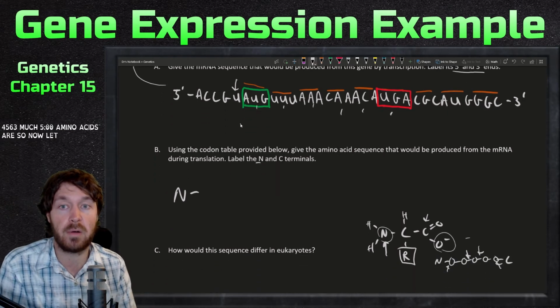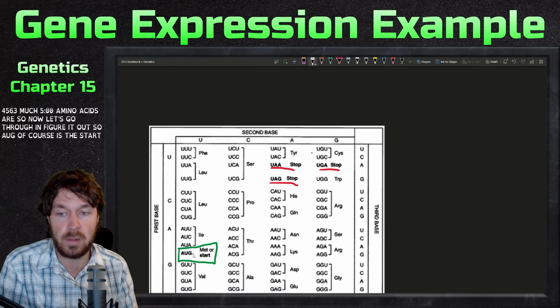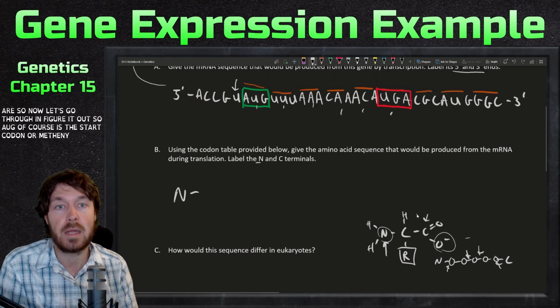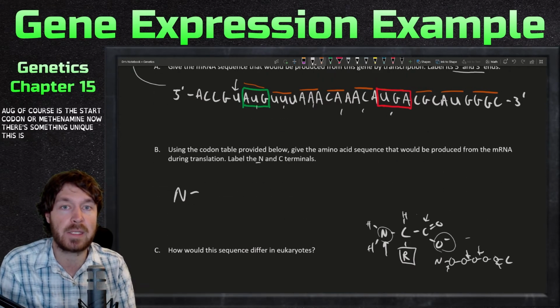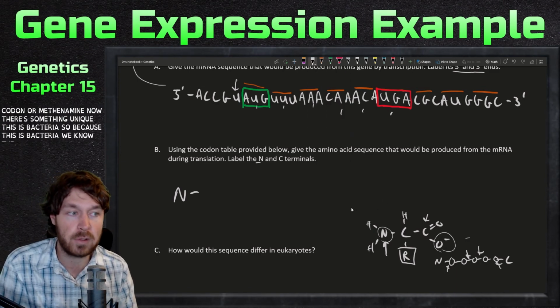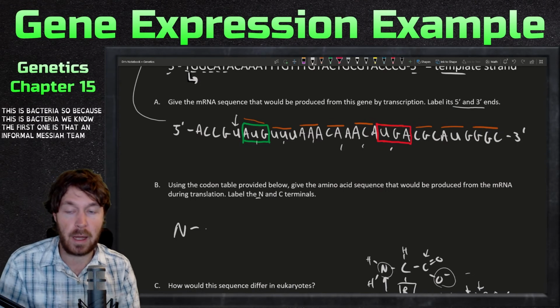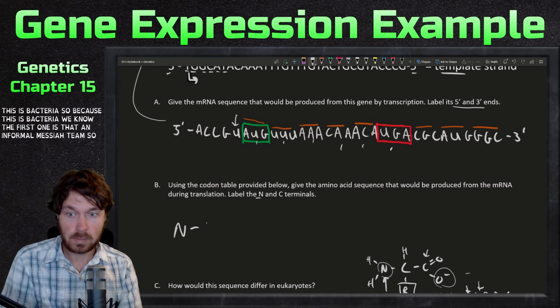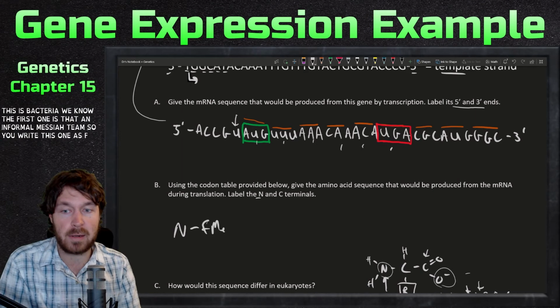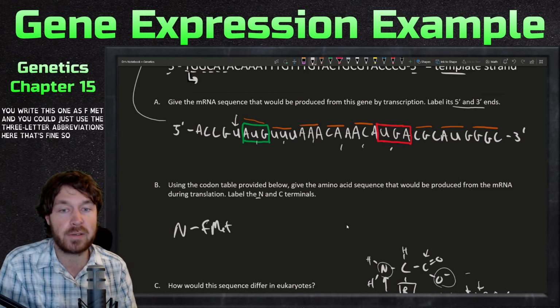So now let's go through and figure it out. AUG, of course, is the start codon for methionine. Now there's something unique. This is bacteria. Because this is bacteria, we know the first one is N-formyl methionine. So you write this one as FMET. And you could just use the 3-letter abbreviations here. That's fine. So we can answer this next problem next.